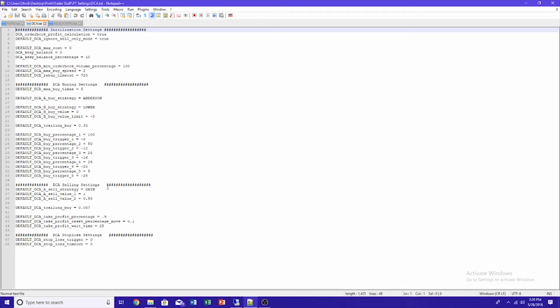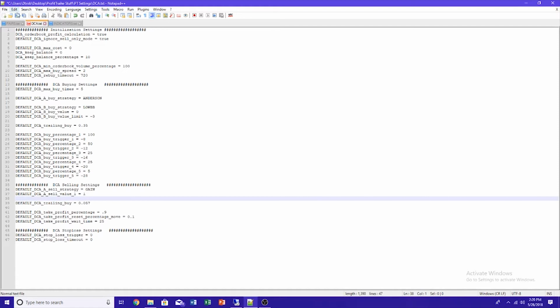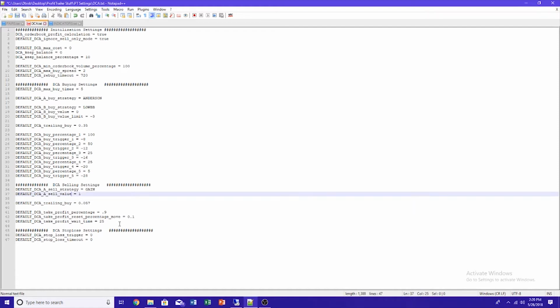So moving on now, DCA selling settings. This is just plain and simple, once again, just one sell strategy, gain. We have sell value at 1. This is not supposed to be here, I'm supposed to take that out. I apologize for that. So sell value is at 1%, because I don't want anything below 1%, or I don't want it to be in the DCA log for long. If it hits 1%, I'm happy with that.